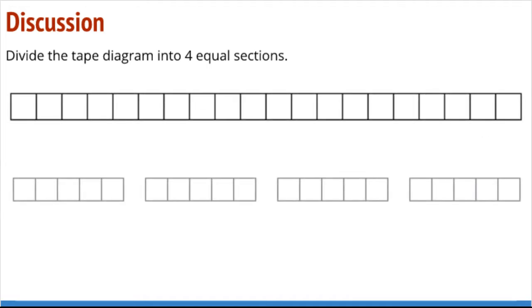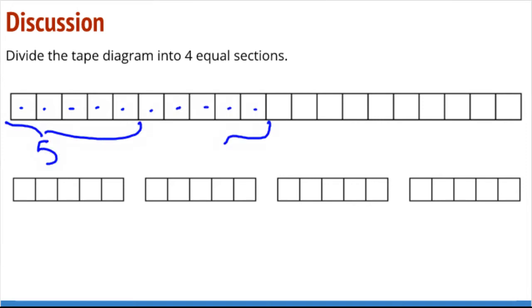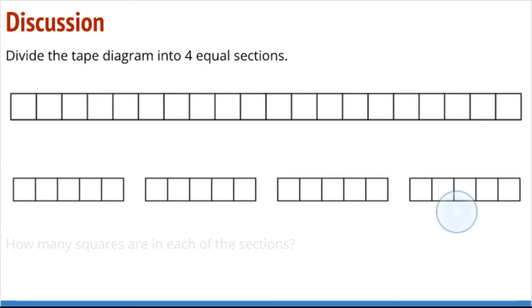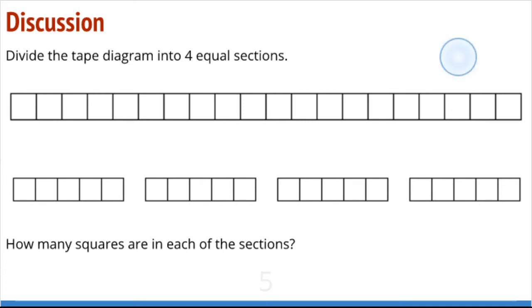So here's my 20, and here I have moved them so that I can have 4 equal sections. If I were going to mark them in 4 equal sections, I would do groups of 5: 1, 2, 3, 4, 5. There's 5 more, and 5 more. So I would indicate in writing my 4 equal size sections. And how many squares are in each of the sections? Well, I just counted them off. We've got 5 in each section.